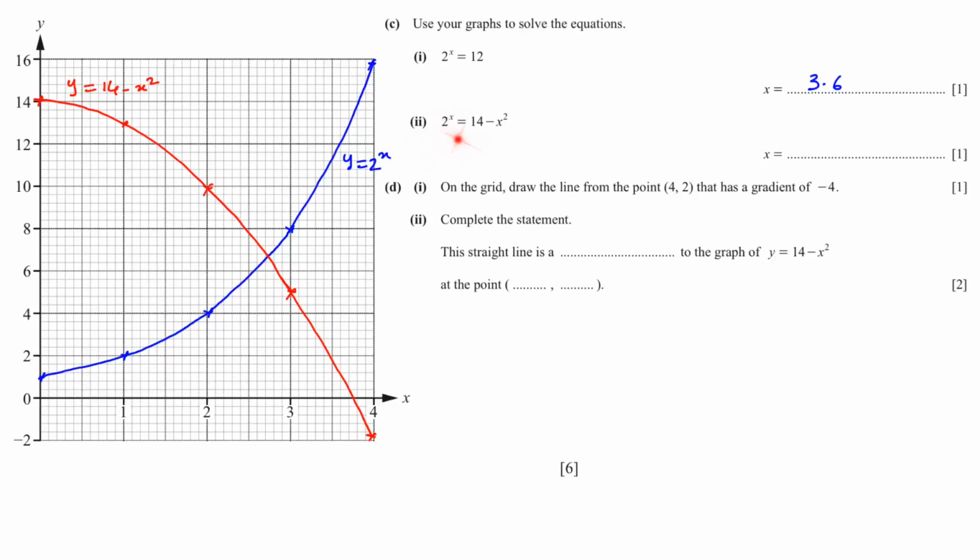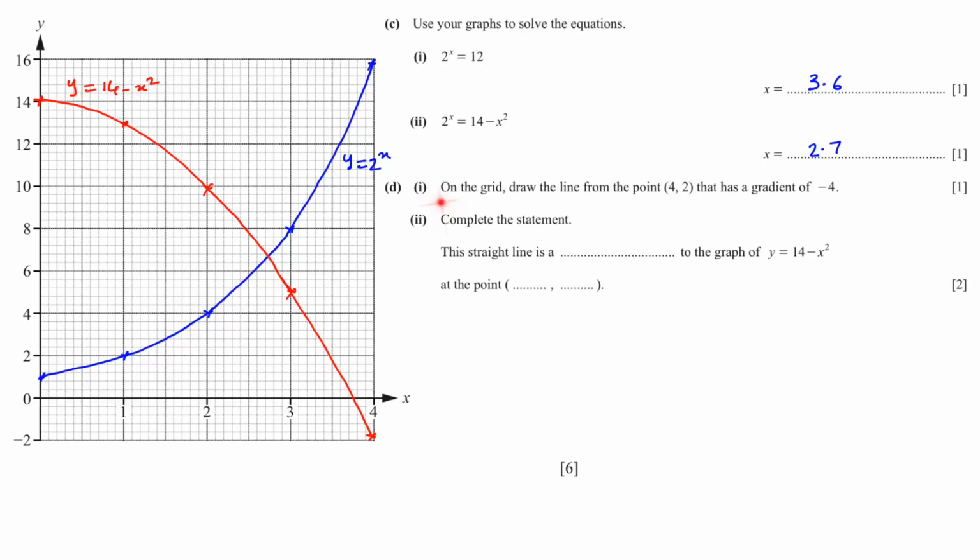C2, 2 to the power of x is equal to 14 minus x square. We have to show where the two graphs intersect. They intersect at this point, so your answer is going to be 2.7 approximately. If your answer is between 2.65 to 2.8, it will be accepted.